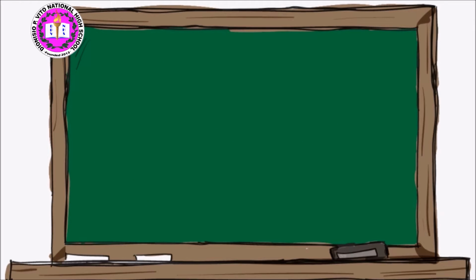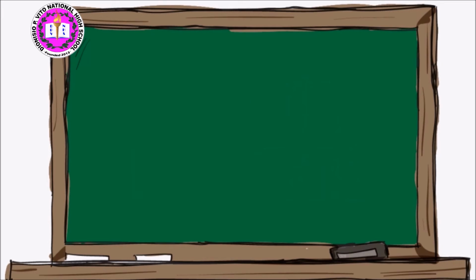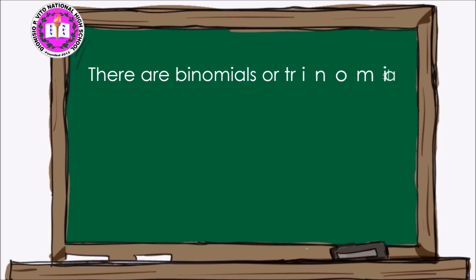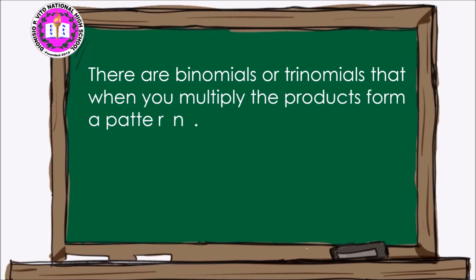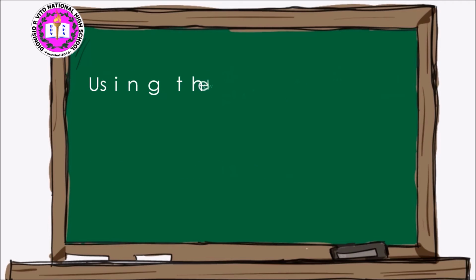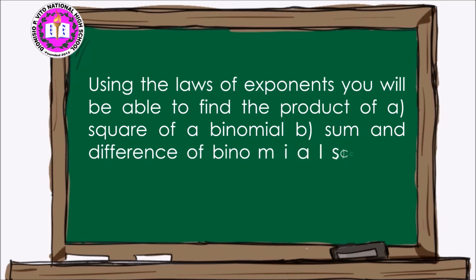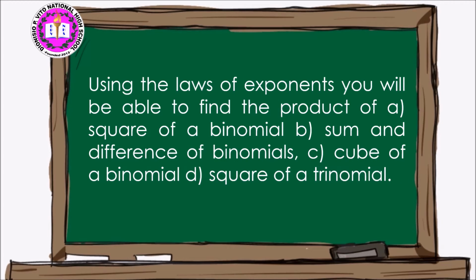Let's begin our discussion on special products. There are binomials or trinomials that when you multiply, the products form a pattern. Such are called special products. Using the laws of exponents, you will be able to find the product of a square of a binomial, sum and difference of binomials, cube of a binomial, and square of a trinomial.